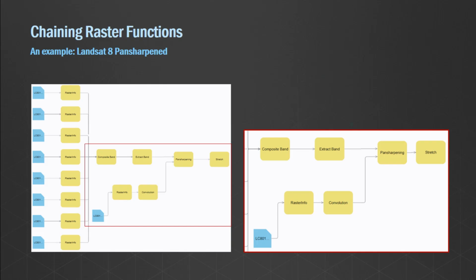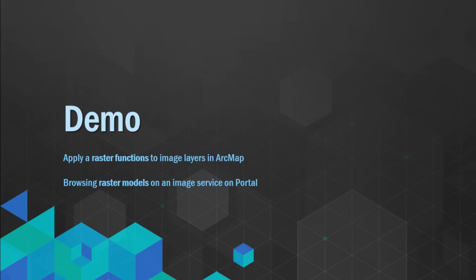So yeah, that's what a basic function chain looks like. This is a Landsat 8 pan sharpen function chain. So we have all the bands here on the side as individual rasters, and then in here we're actually getting raster info, and then we're doing a composite bands as a function. So this isn't a GP tool. We're doing this as a function, extracting bands, pan sharpening, and applying a stretch function. So that's what a basic function chain looks like, and I'll show you one in a second. So I'm going to quickly demo a basic function chain.